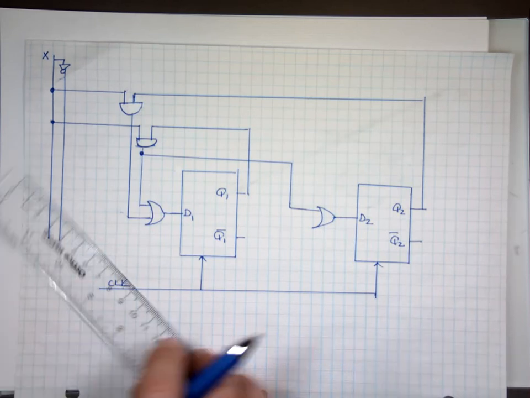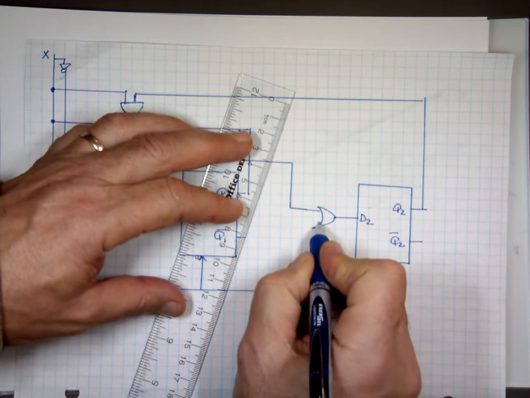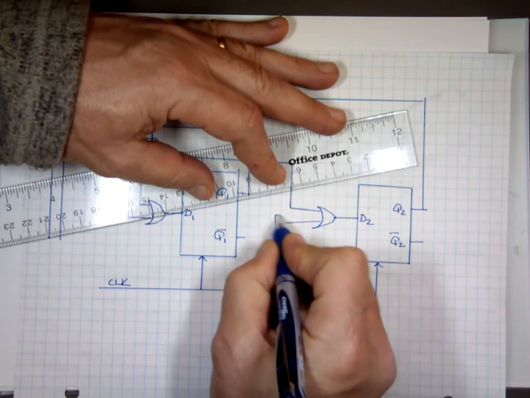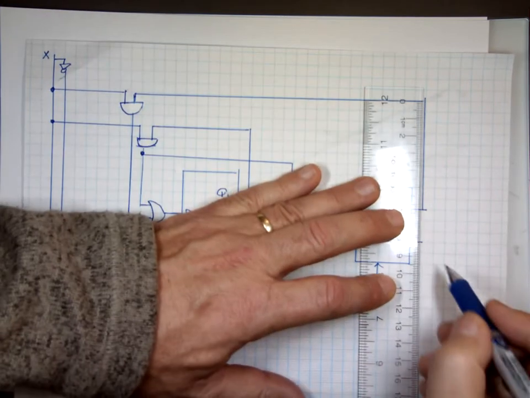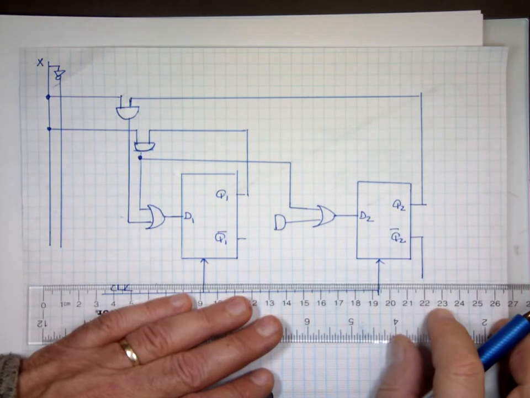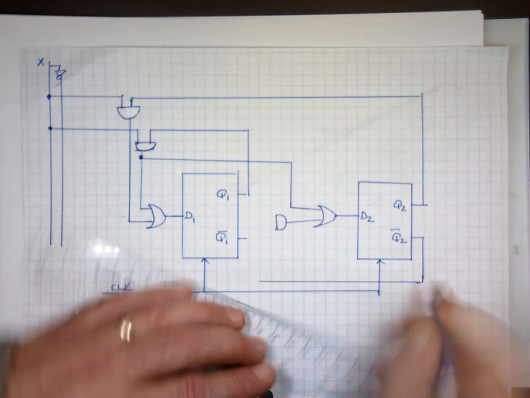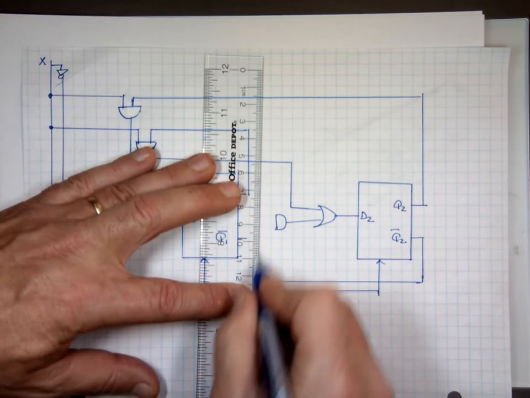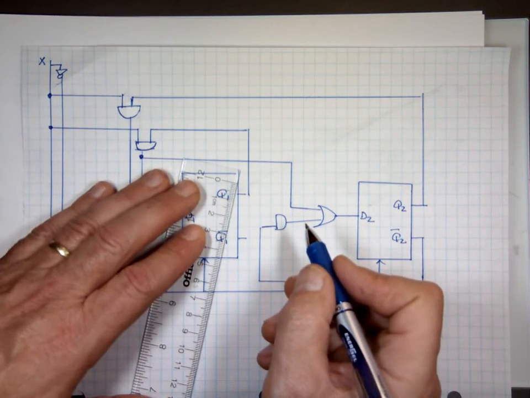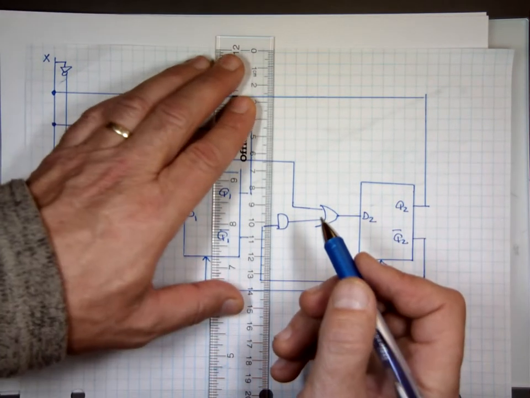So I can do another AND gate here. And what's going to it is Q2 and X. X is way on the top. I can grab it from up there.